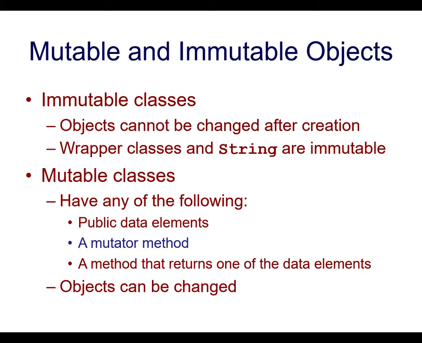Having one or more mutator methods is the second way that objects of a class can be modified after they are created. So the presence of any mutator method makes a class mutable.